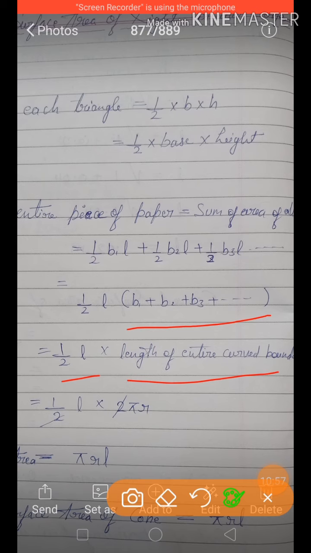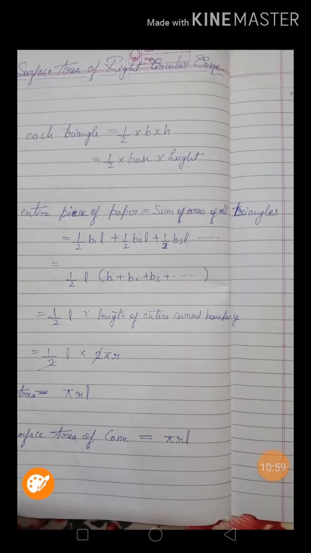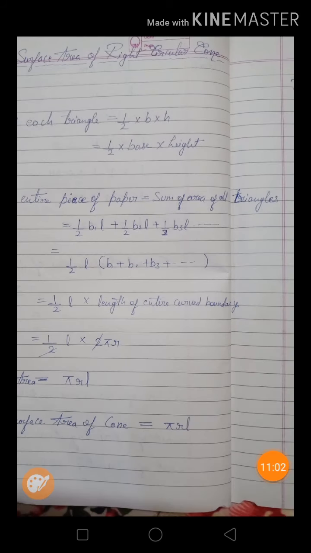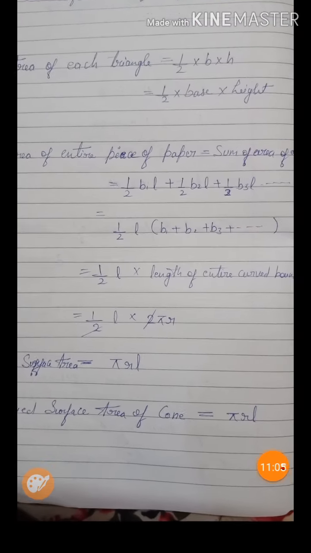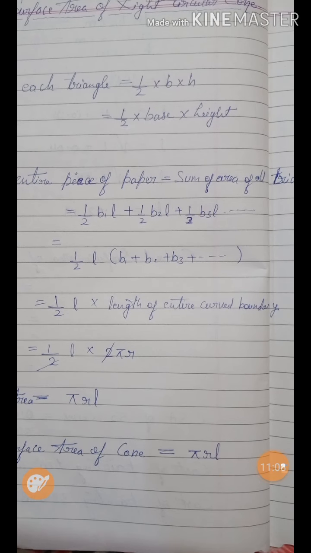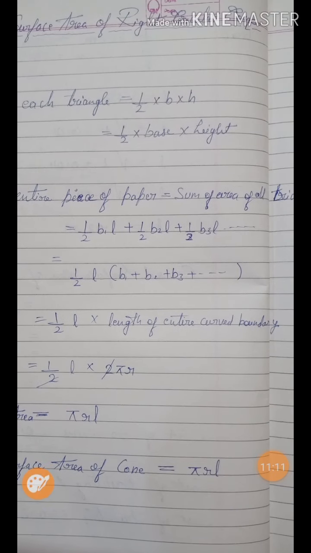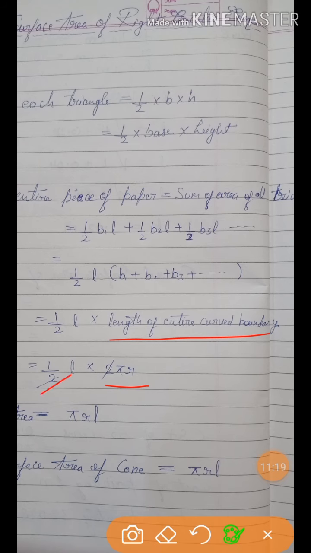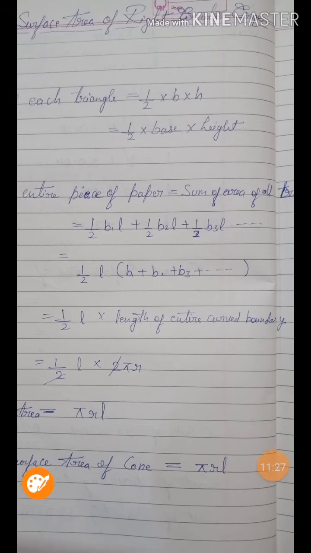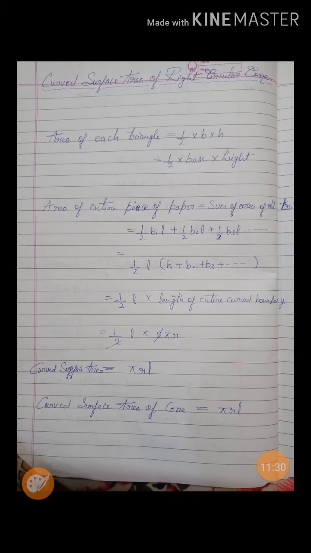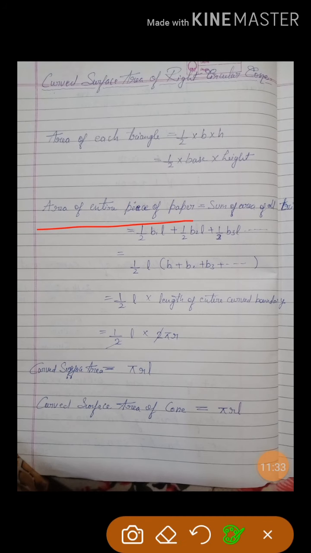In place of B1 plus B2 plus B3 and so on, we can write the length of the entire curved boundary of the paper. In place of that we can write 2 pi r, which is equal to the circumference of the circle. So here the 2 and this 2 will cancel, and what is left is pi r into L. This will be the required area of the entire piece of paper, and we know that the area of the entire piece of paper is the curved surface area.